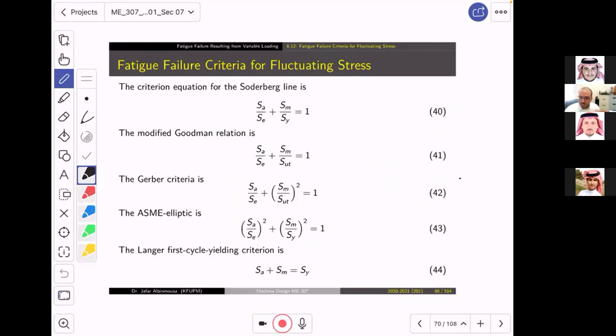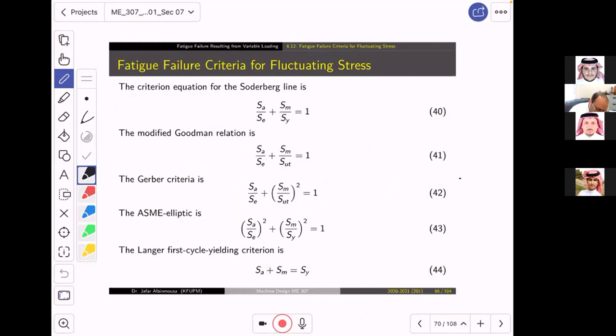The answer was this. That little part on the side of the curve made four equations. Four people, four equations. What are these equations? The first one was Söderberg. His name is Söderberg. You need to remember the name very well.